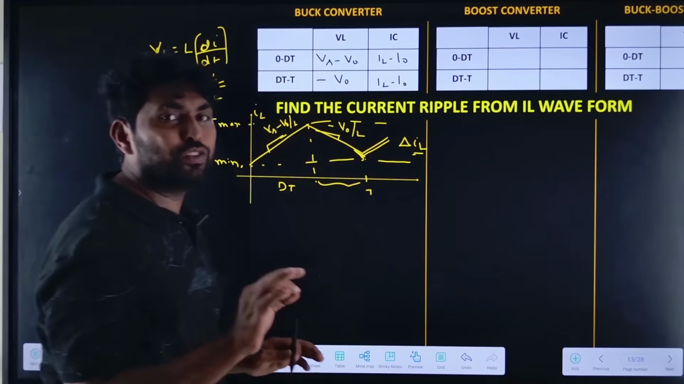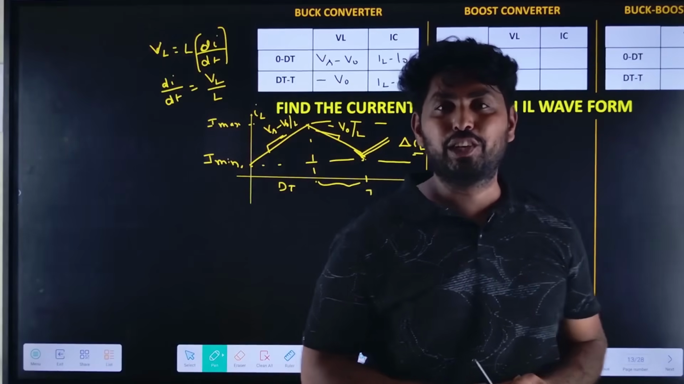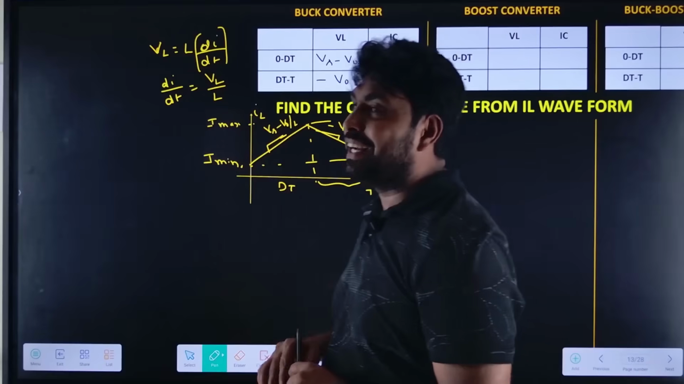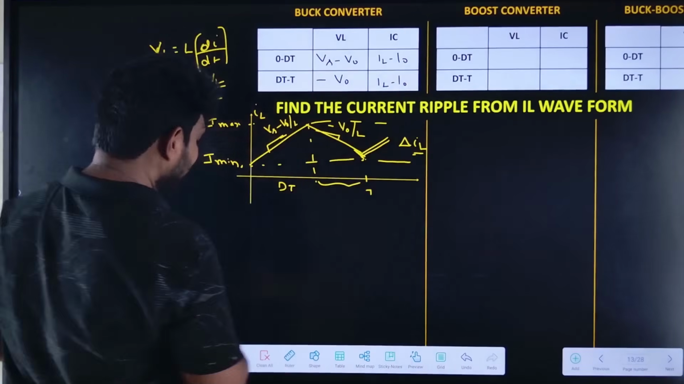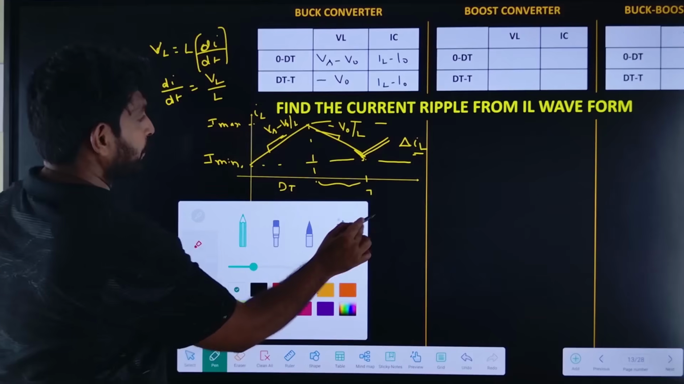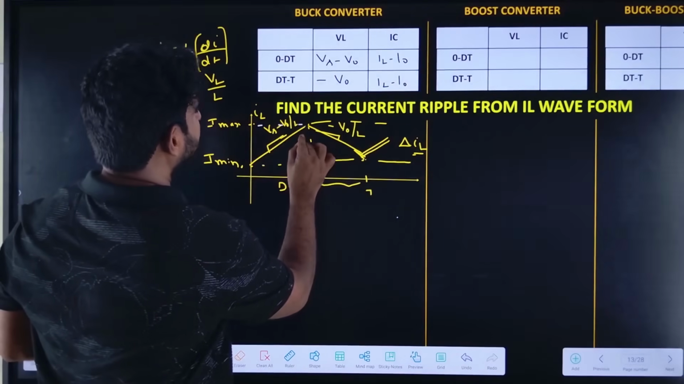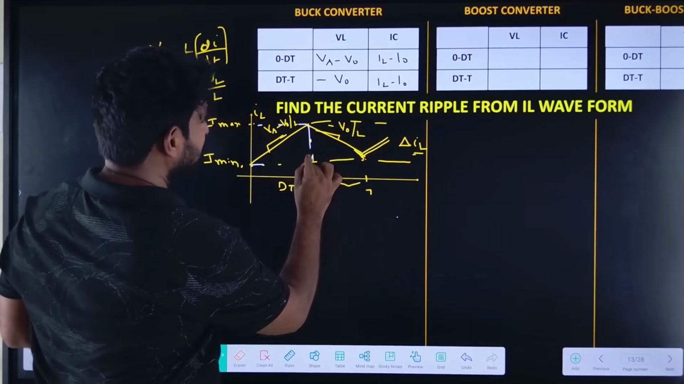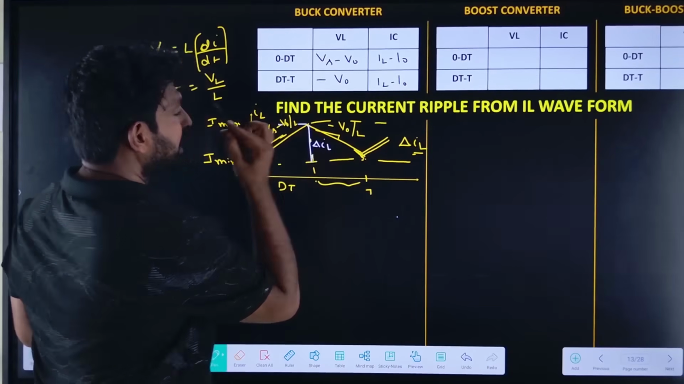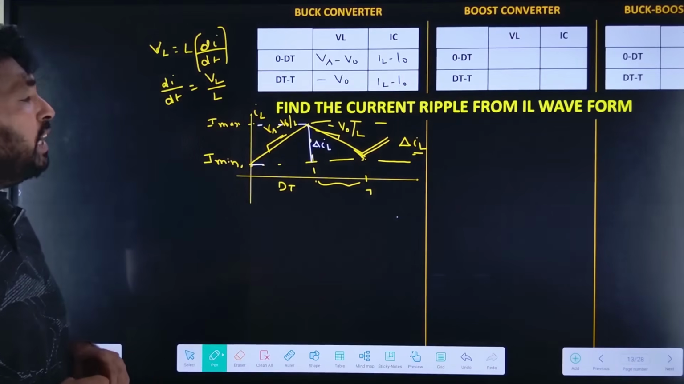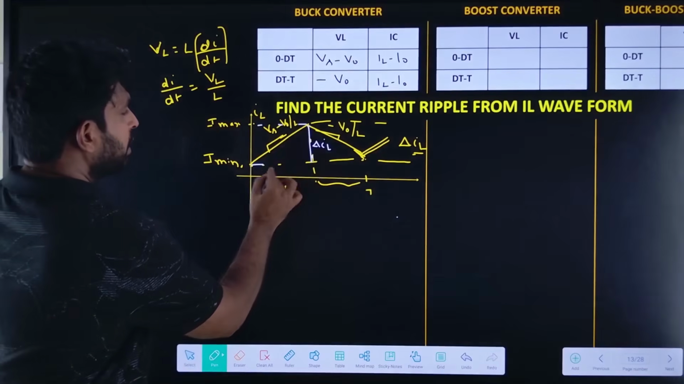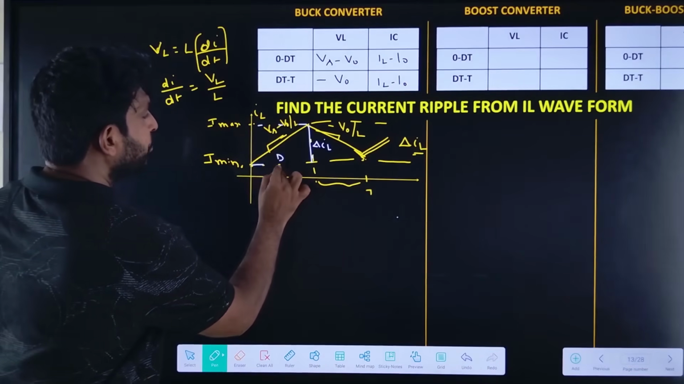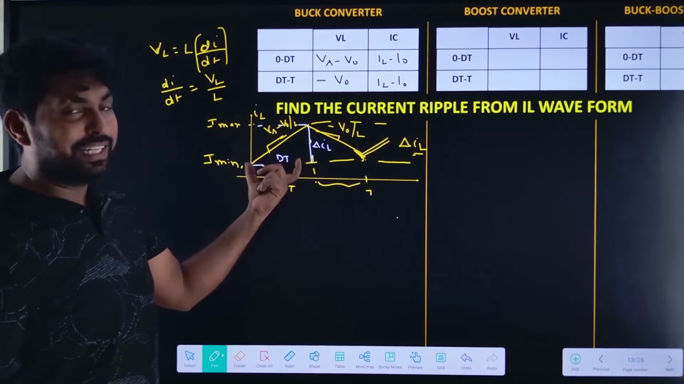Now, we need to find the delta IL. How can we find the delta IL? Let me represent it with the other color. So delta IL is from here to here. This portion is the delta IL. How can we find it? So delta IL is simple. From here to here it is dT.